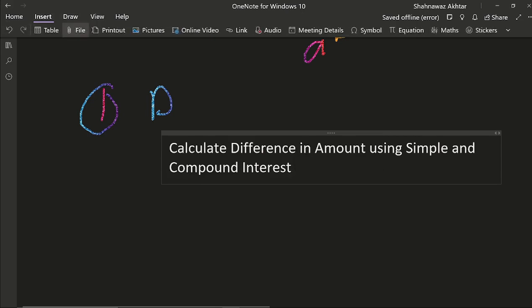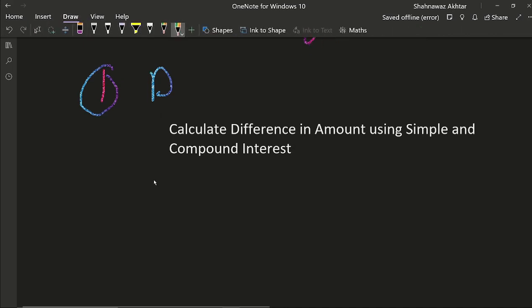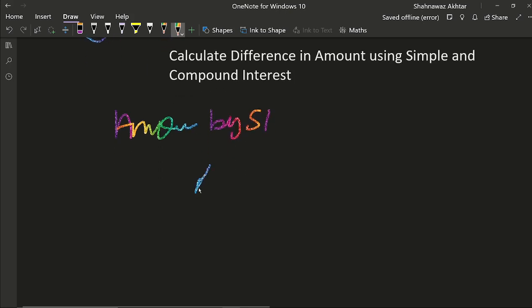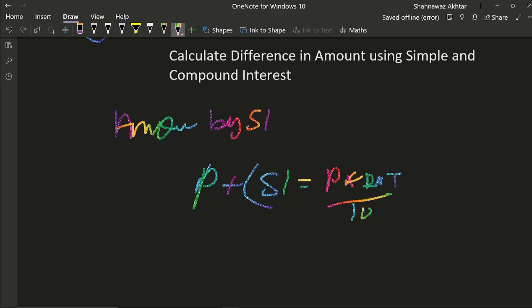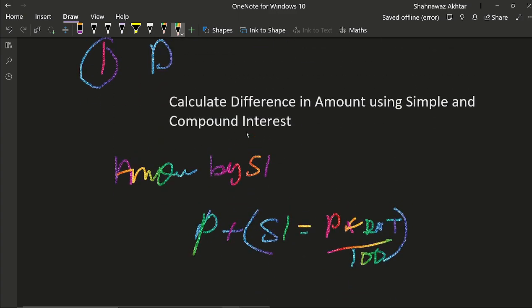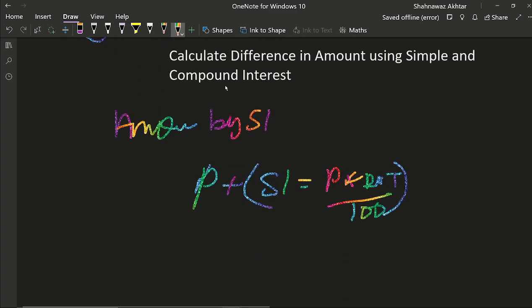If you don't know, let me just tell you the formula. What is the formula for calculating the amount by simple interest? The formula is simple. Just add the principal amount to the simple interest. And what is this simple interest? The simple interest is P into R into T upon 100. So you have to take inputs according to this. I have explained which type of variable you can choose, and if you make an error, you can think. Now, what about compound interest?